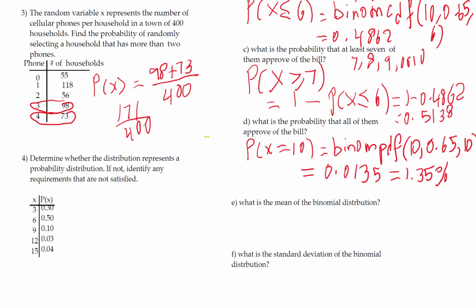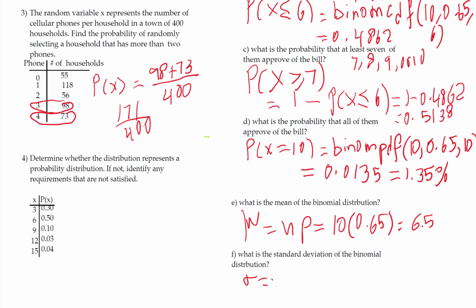What's the mean of the binomial distribution? Calculator, there's no built-in formula. It's very easy. N times P, so 10 times 0.65, which is 6.5. What's the standard deviation?